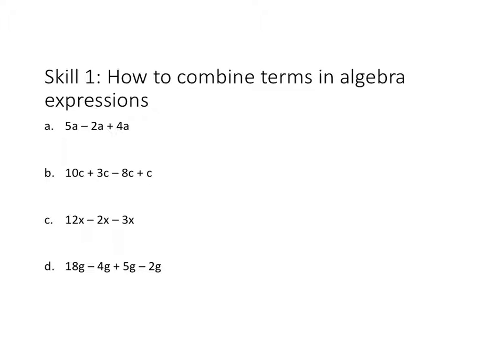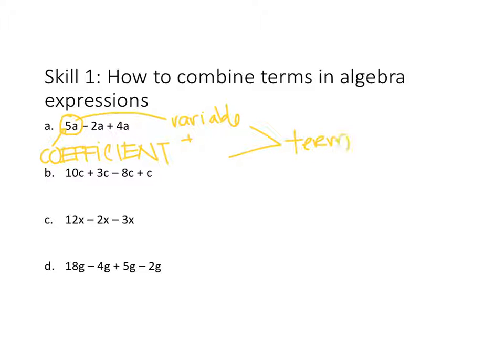So in algebra, we often get these things called terms. A term is basically one of these things that have a number in front of it with a letter behind it. The first thing in front of it is always called a coefficient. And the letter behind it is always called a variable. Together, these things create something called a term. And what we're going to do today is combine these terms into one term.